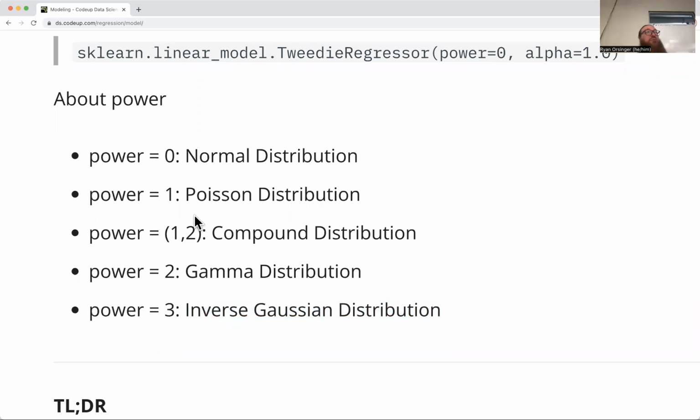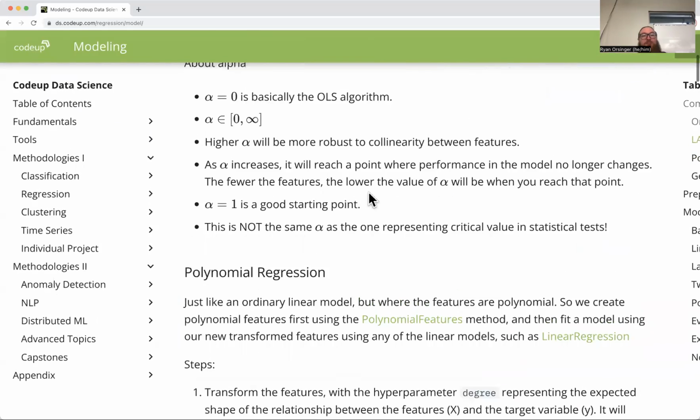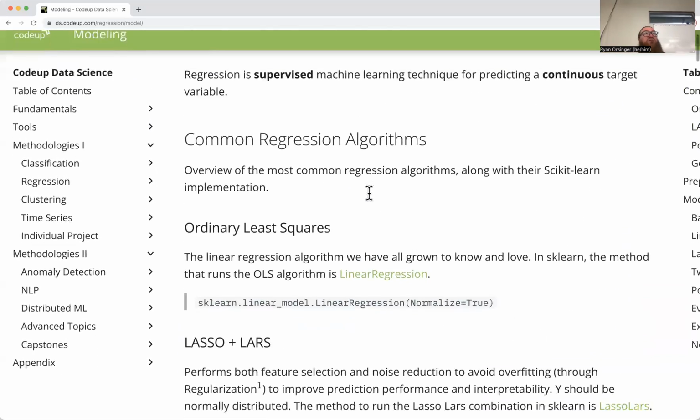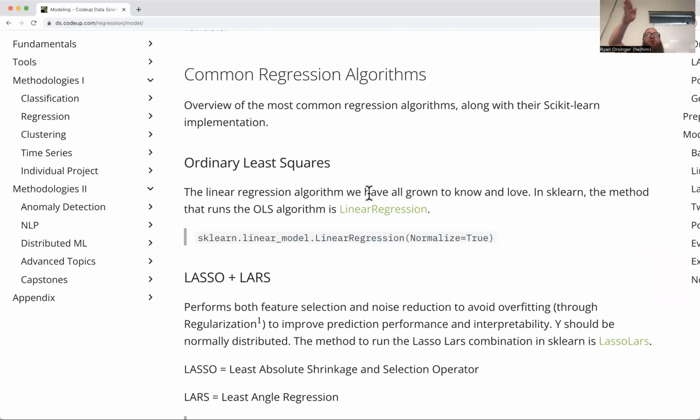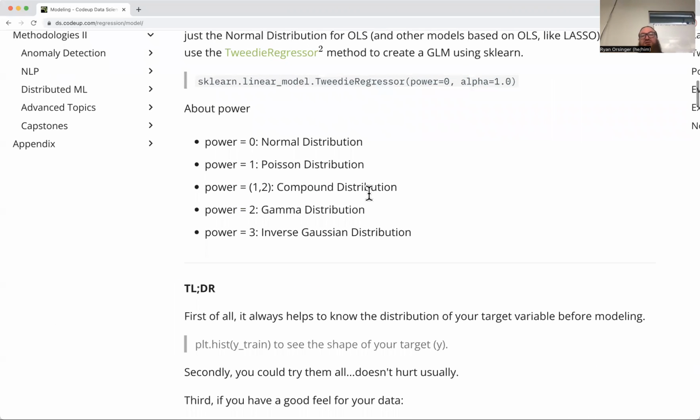Yeah, we don't need to memorize all these distributions, but your polynomial is pretty powerful. But what if you have one curve, but then you have just a tail that goes on and on and on and on? In that case, I'd look for a Tweedie regressor and set the power to like a 1 or a 2.